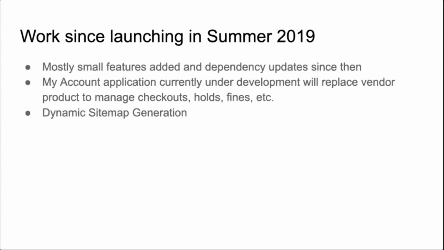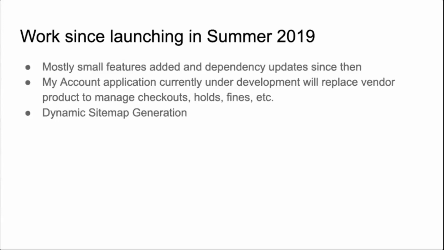Thank you, Donna. So what we've been working on since the summer of 2019, when we launched as a beta, is mostly dependency updates and small feature adds. Primarily, as Donna mentioned, we've been working on this My Account application, which will be the final piece to replace in the vended SirsiDynix product for the CAT, the old legacy CAT that has been around since, I think, 2000 or 2001. Hopefully when that's in place, we will launch as no longer in beta in fall of 2020.